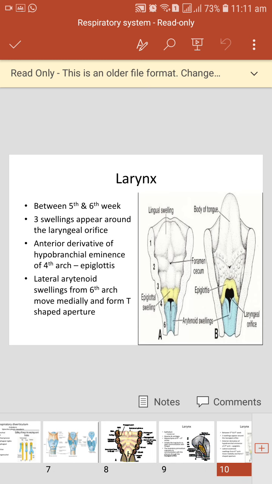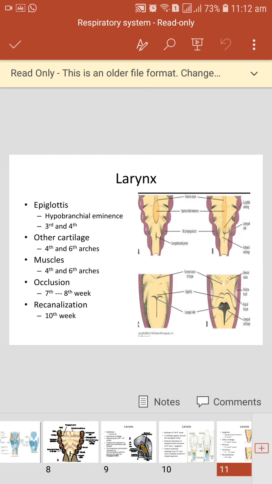As I told you, the larynx mainly develops between the 5th and the 6th weeks. So firstly, there is the development of three swellings. You can see in this diagram the lingual swelling, epiglottal swellings and the arytenoid swellings. The anterior derivative of the hypobranchial eminence of the fourth arch will form the epiglottis, while the lateral arytenoid swellings from the sixth arch move medially and form a T-shaped aperture.